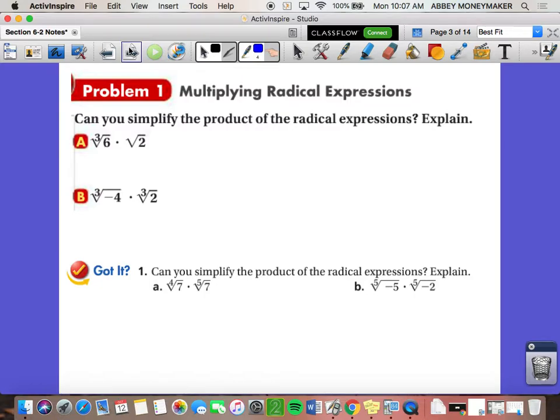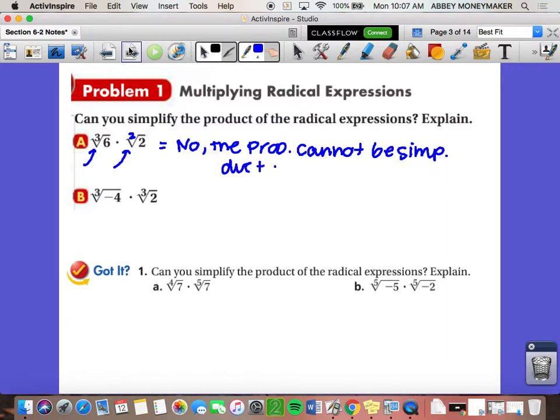So let's put that into action here with problem number 1. It asks us, can you simplify the product of the radical expression, and then be sure to explain. On part A here, I'm going to go ahead and fill in my index there, and I notice that my index numbers are not the same, so this cannot be simplified. No, the product cannot be simplified due to different index numbers.